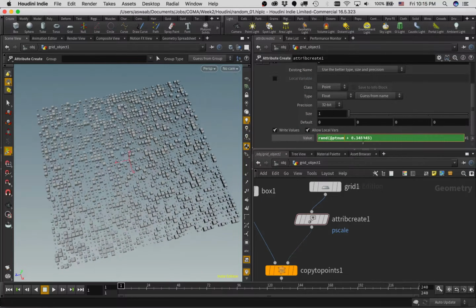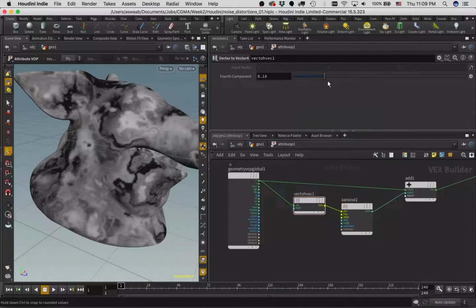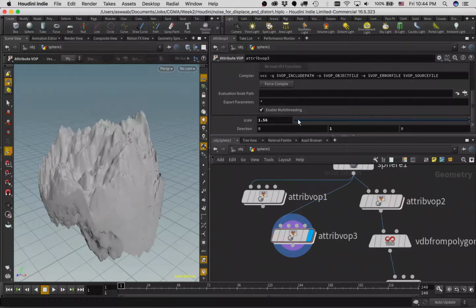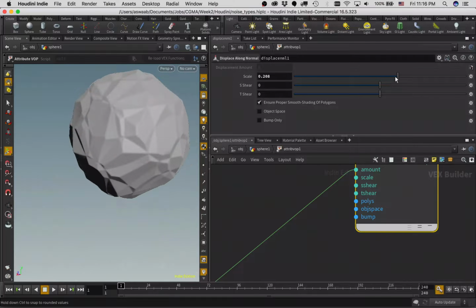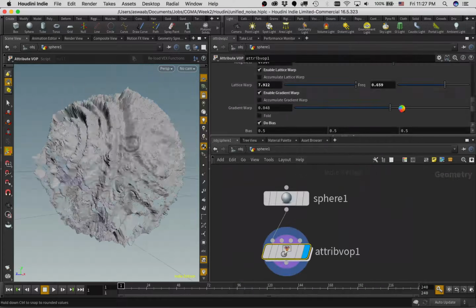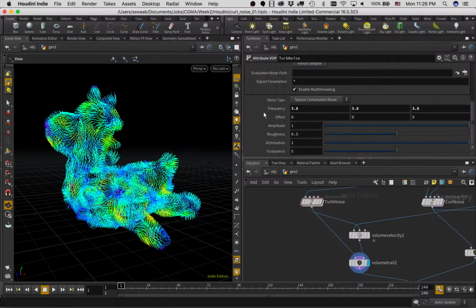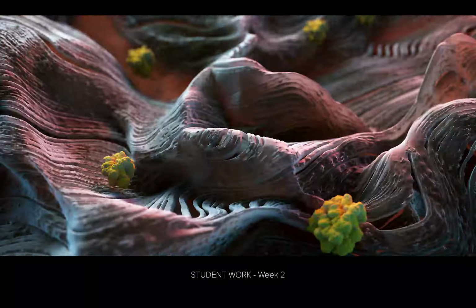In week 2, we build up our foundations of digital abstraction with in-depth lessons on noise and randomness. We'll look at advanced techniques for controlling noise and randomness and discuss the aesthetic qualities that help make a design more natural and organic.